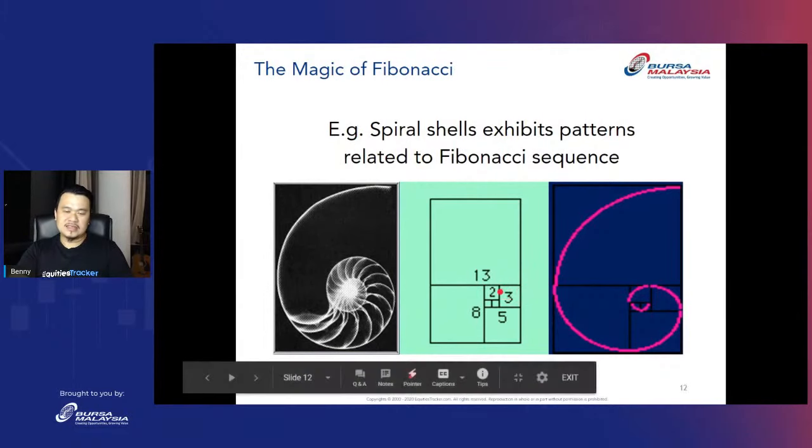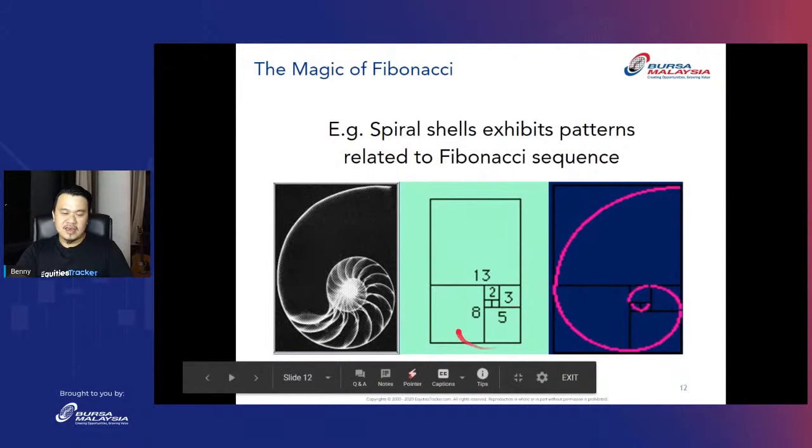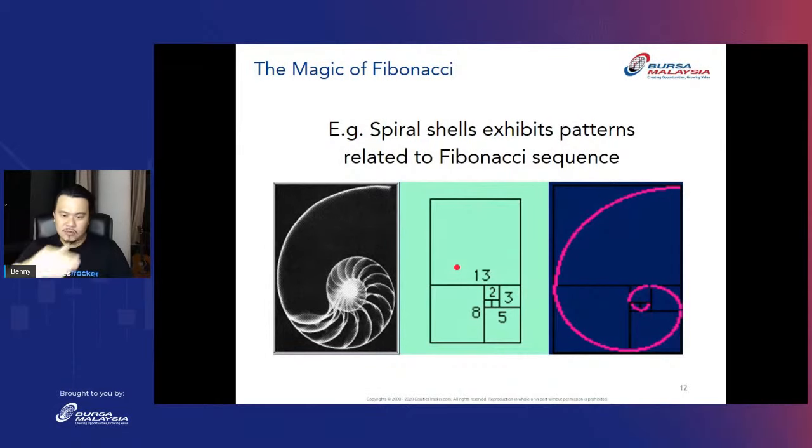Right. For example, let's say this is a very small shell. This is 2 square millimeters, right? That area, and then when it grows to 3 square millimeters, 5, 8, and 13. So is this ratio 1.618? It's continuing to grow by 1.618. All right. So that's one.